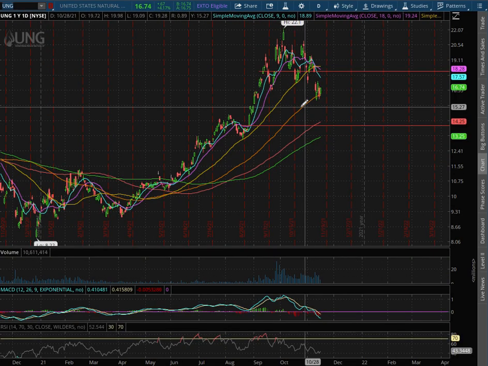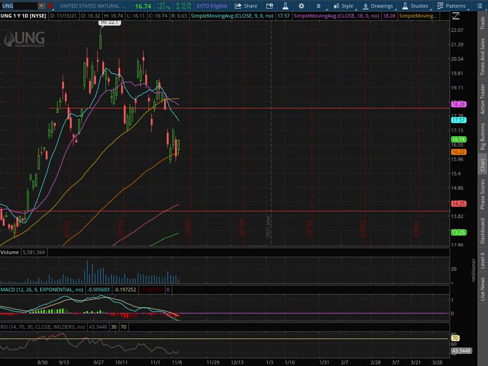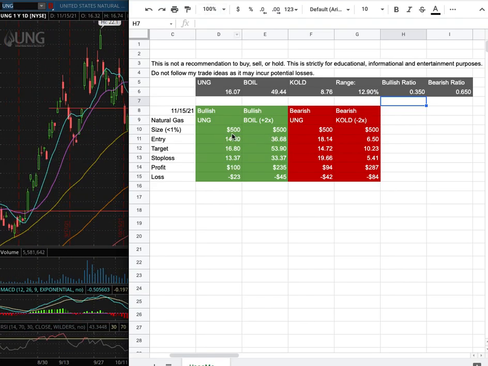As with the trade idea, I'll be trading UNG. My position size for it is less than 1% of my portfolio. My long entry is at $14, and that is this range here. My sell target is at $16.80, and my stop loss is at $13.37.